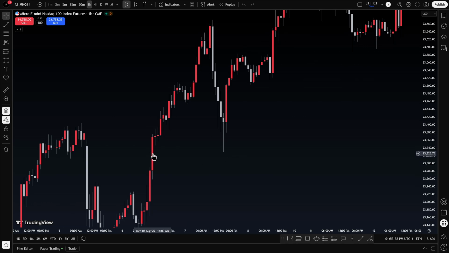An inversion fair value gap is basically when a bullish fair value gap gets disrespected, it turns into a bearish inversion fair value gap. A bearish fair value gap gets disrespected and turns into a bullish inversion fair value gap. Very, very simple, right?